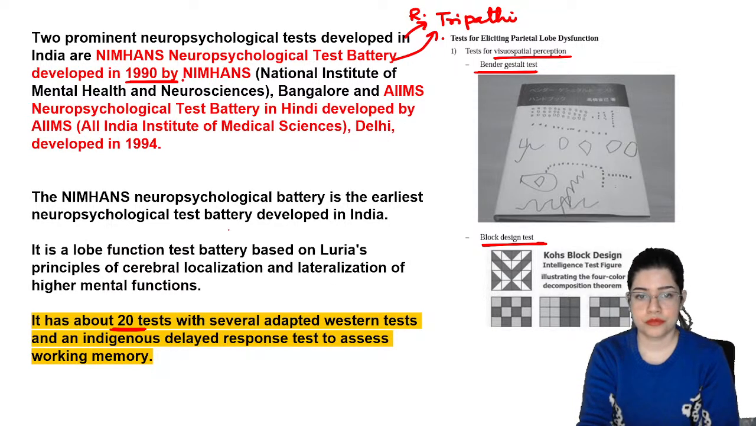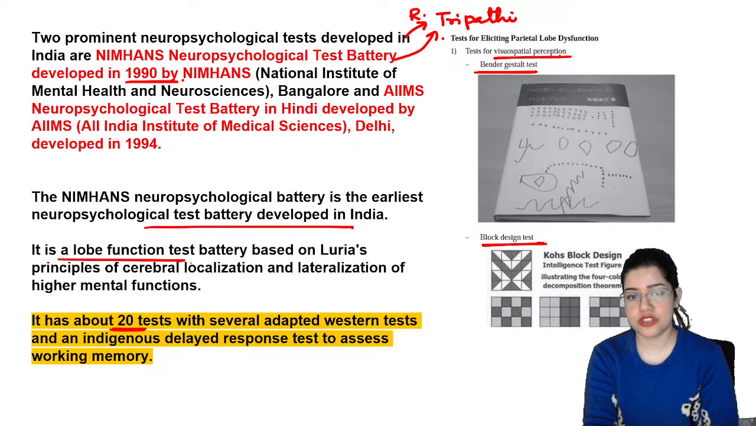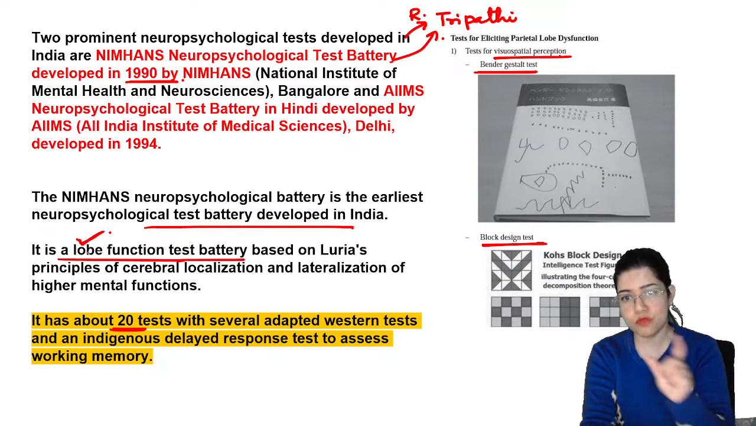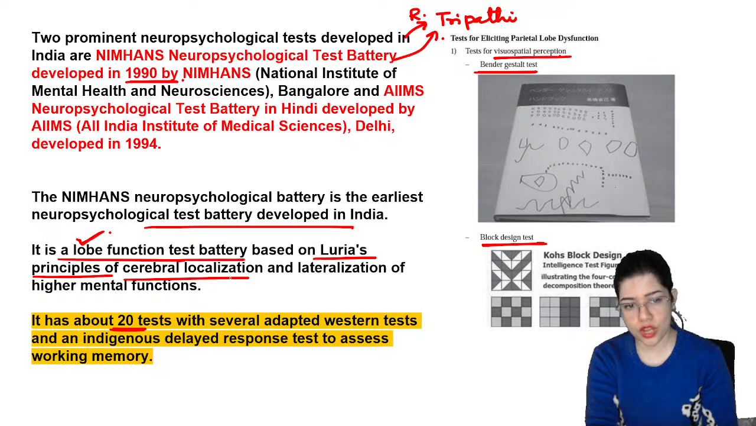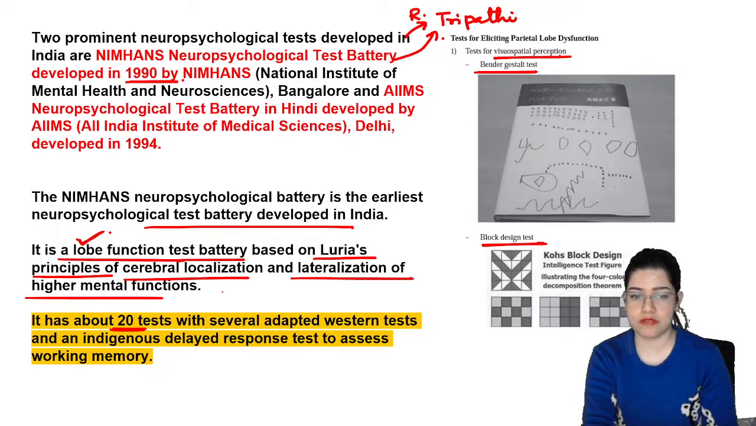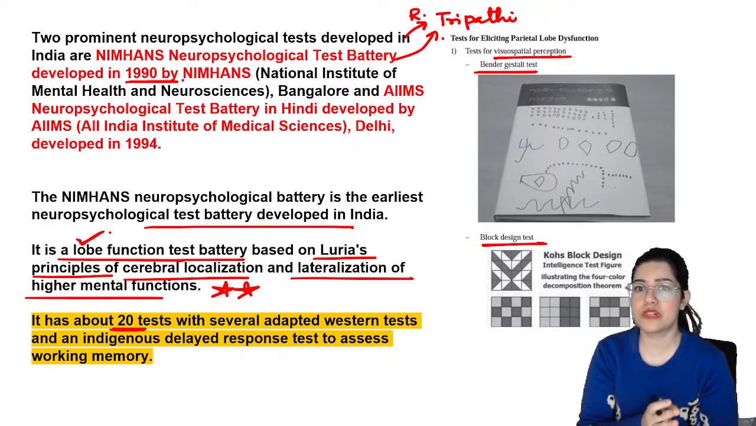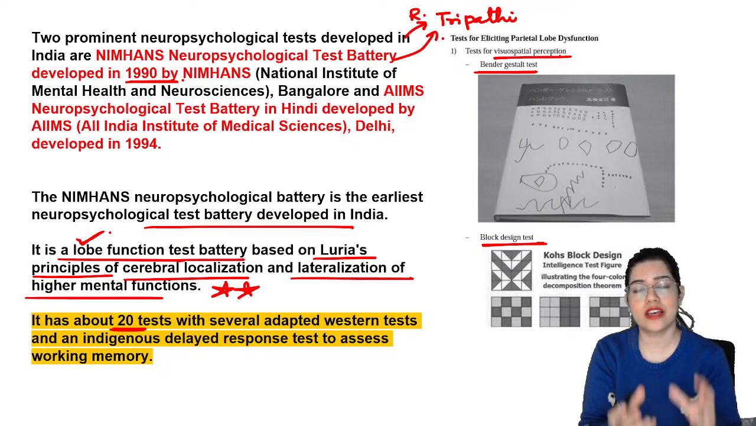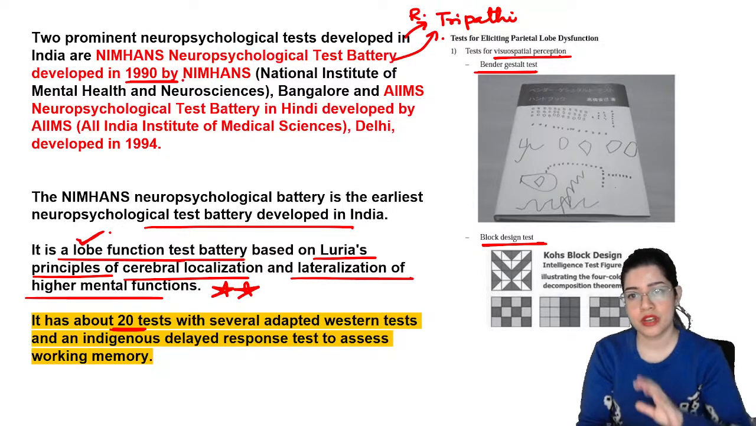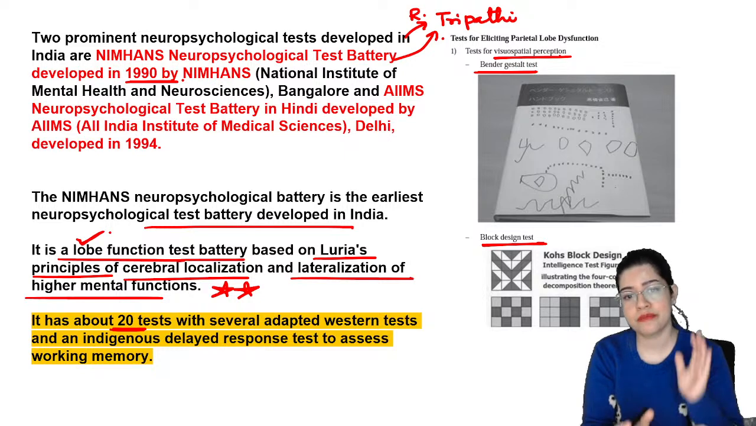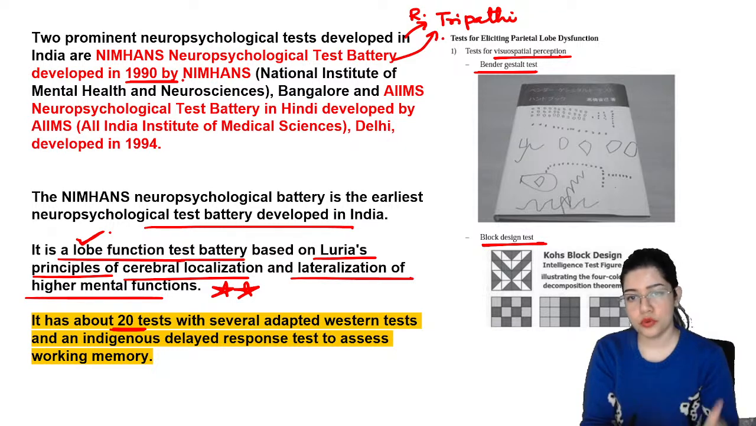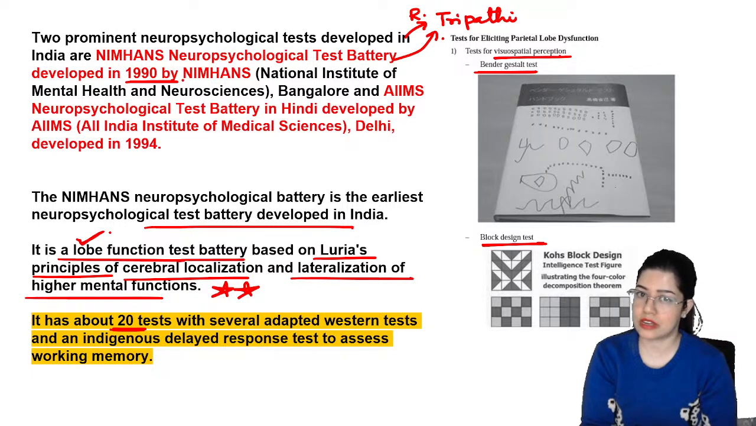All right, it is a lobe function test battery. Absolutely, one by one the function of the lobes is checked, and it is based on Luria's principles of cerebral localization and lateralization of higher mental functions. Make sense? This Nimhans battery is also based on Luria's principles, but it has been created so that we can apply it in India. Around 20 tests, and each test checks the function of the 4 lobes of the cerebral cortex, localization of function, and also lateralization in the 2 hemispheres.